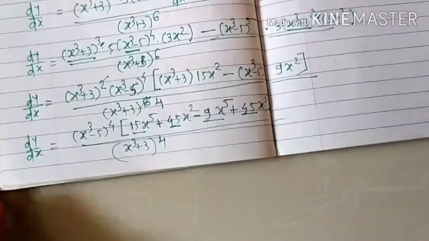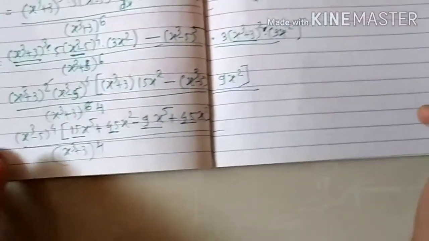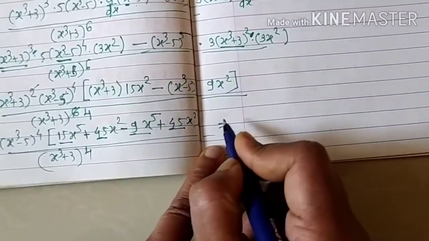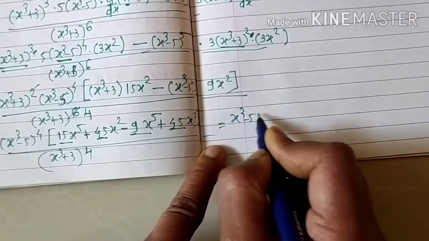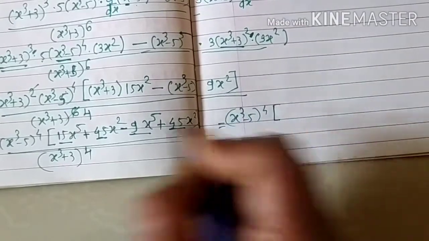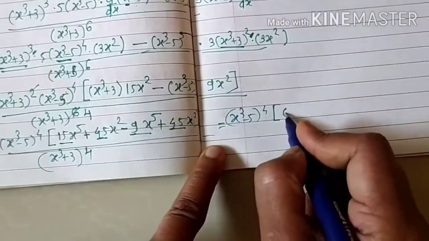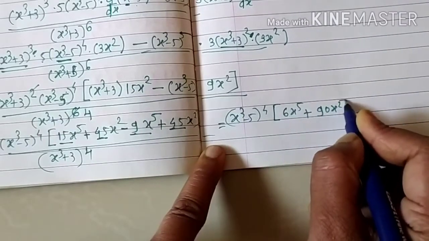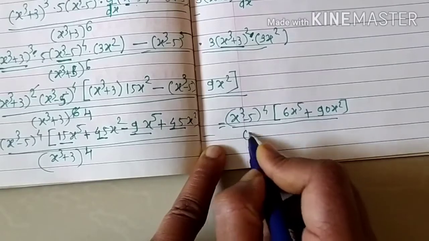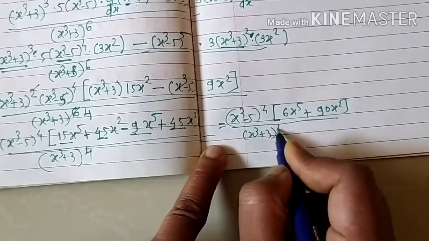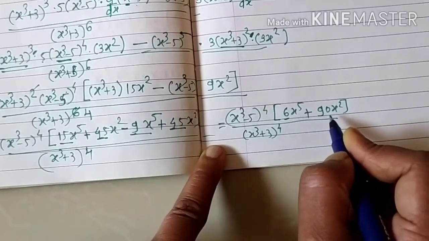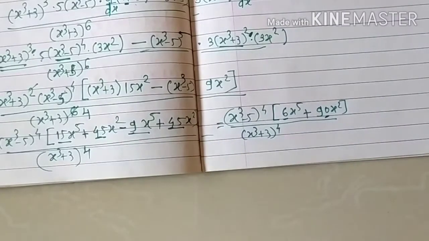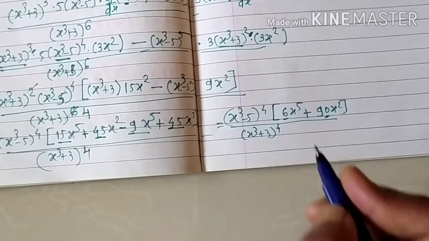Then what we get, dy by dx is equal to (x cube minus 5) raised to power 4, here addition is 6x raised to power 5 plus 90x square, divided by (x cube plus 3) raised to power 4. Then 9 into 15, if you multiply 15 by 6, then it is 90. Then we take this as outside, remain is 15.